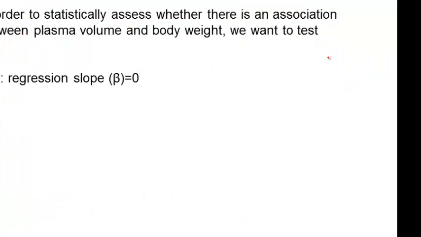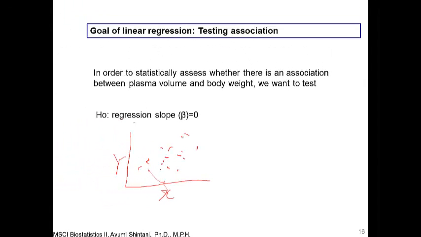All right, let's talk about two main goals of linear regression. One is testing association. We want to test whether variable X and variable Y have an association. We have a scatter plot, and if we see a line like that, the steeper the line, the higher the beta, which shows a higher association. So for association we use beta, and we don't really care what the intercept value is.